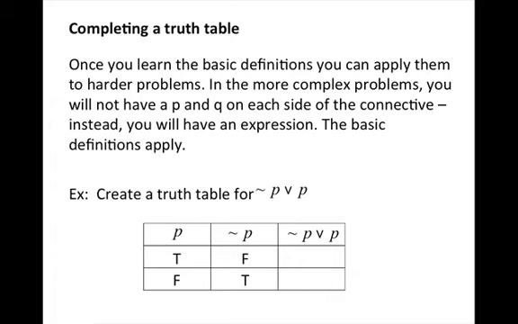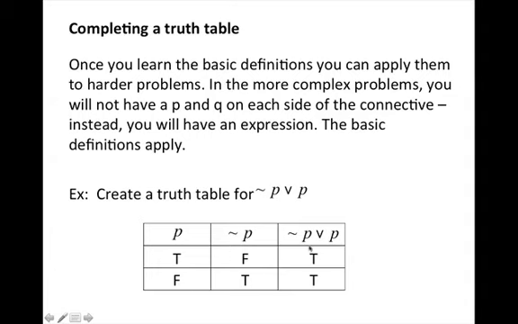Now you look at the connective. This time the connective is an OR. And if you remember, OR is true if either part in front of it or behind it is true. OR is false if both parts are false. So in front of my OR, I have a not P. Behind my OR, I have a P. So in the first line, my not P is false and my P is true. I have a value that's true, so not P or P is going to be true.